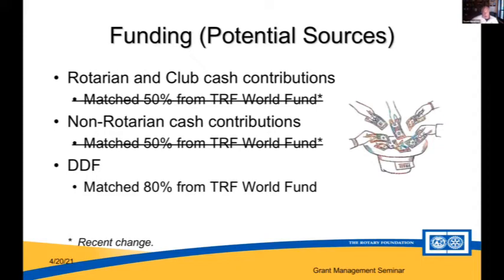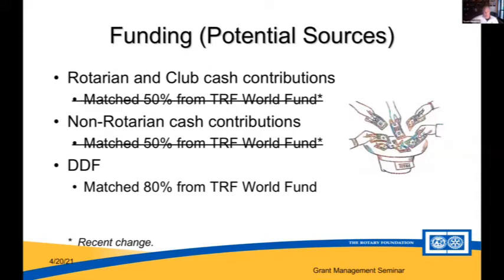Let's talk about funding. There's a lot of ways to fund a grant. Rotarian and club cash contributions is one of the most common. This can come from individuals or it can come from the club or both. Up until this year, the Rotary Foundation would match club and individual contributions at 50%. TRF is having funding problems and limited resources, so they've stopped doing this match as of this year. The same is true for non-Rotarian cash contributions, which can be made, but neither will be matched by the Rotary Foundation.